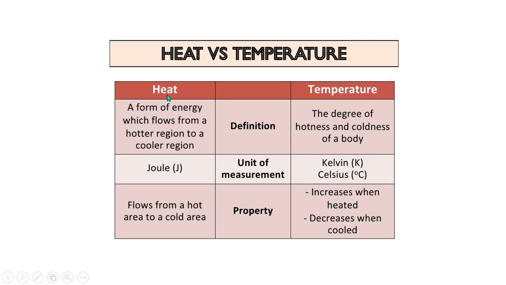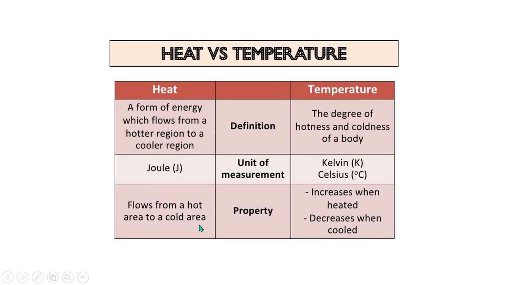Let's see heat versus temperature. Heat and temperature are different terms. Heat is a form of energy which flows from the hotter region to a cooler region, whereas temperature is the degree of hotness or coldness of a body. Temperature is a measurement of the hotness or coldness of a body, but heat is a form of energy which flows from a hotter region to a cooler region, and it is measured in joules, whereas temperature is measured in kelvins and Celsius.